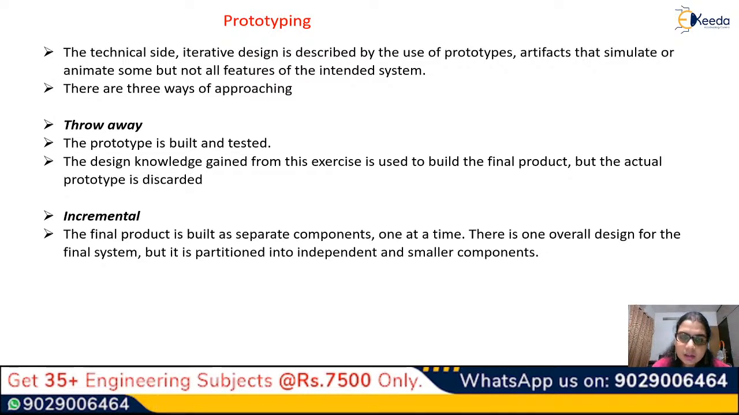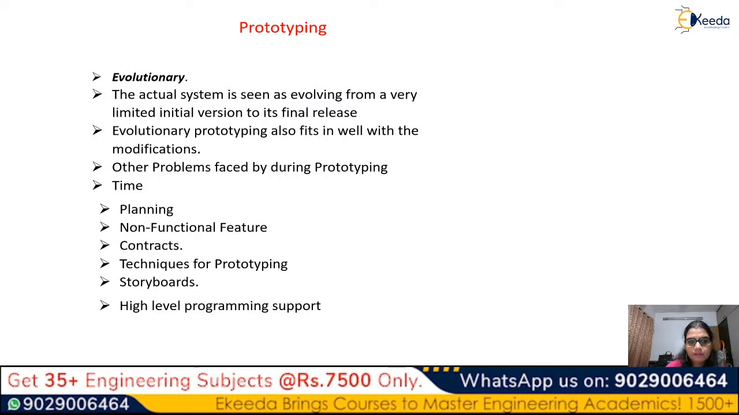Second is my kids section. Third is for women's. Fourth is for men's. Fifth is for the kitchenwares. I have separated the components, and they are independent and will require time to build. Then next I have the evolutionary prototype, where the actual system is seen as evolving from a very limited initial version to its final release.